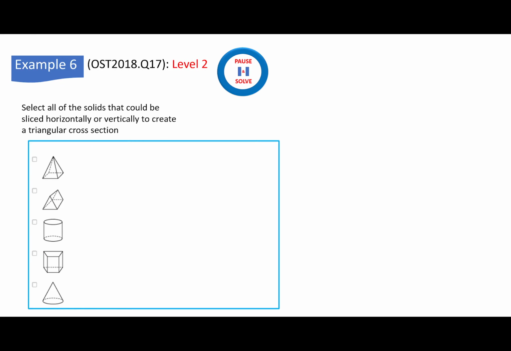Example 6. Select all the solids that could be sliced horizontally or vertically to create a triangular cross section. Obviously, this would work. We just did quite a bit. We did a few examples of that. This one would work also because if you cut it this way, like that, you get the same triangle. This one, it will not work. If you cut it this way, you get a circle. If you cut it this way, you get a rectangle. This one doesn't work either. This would work. You can cut it this way.